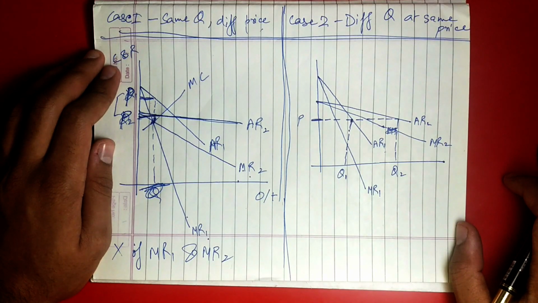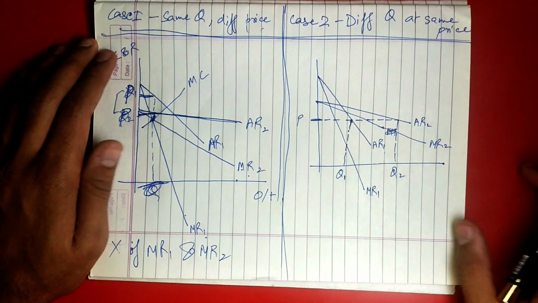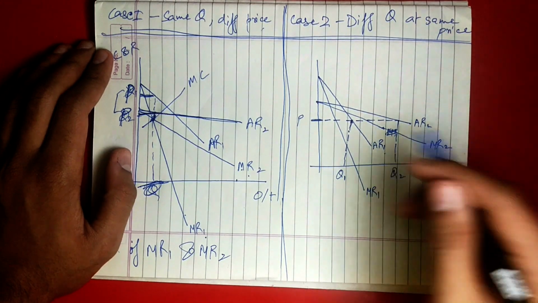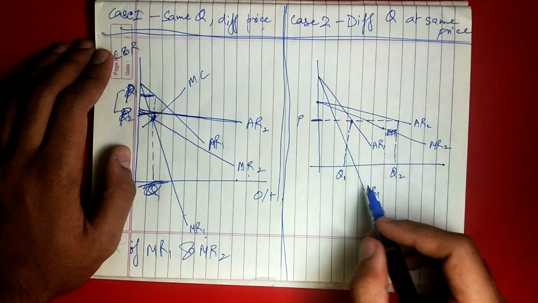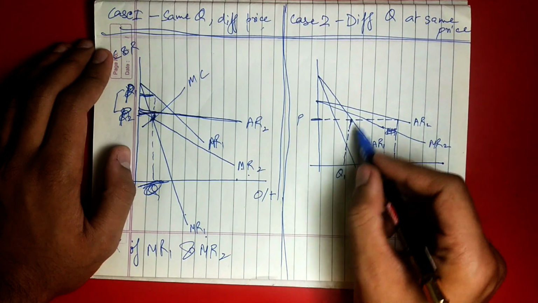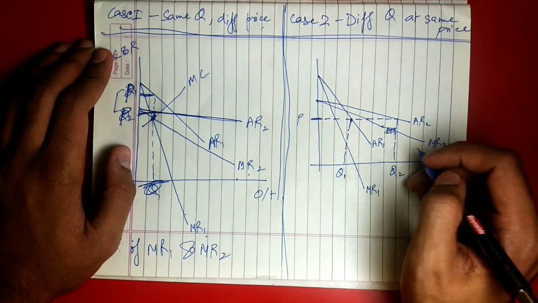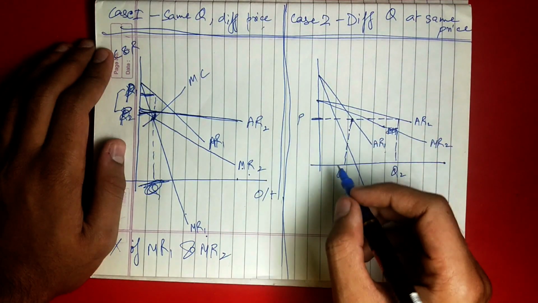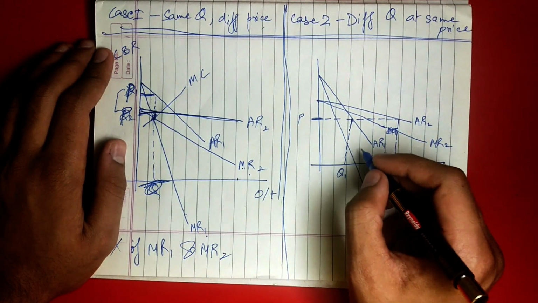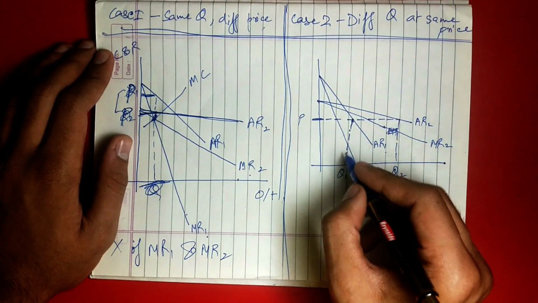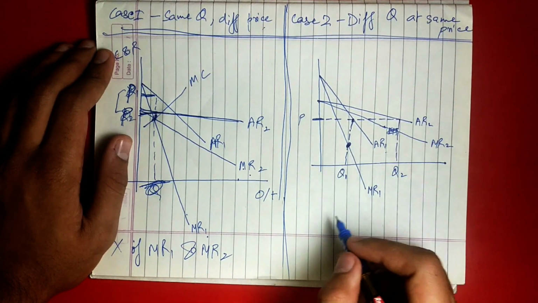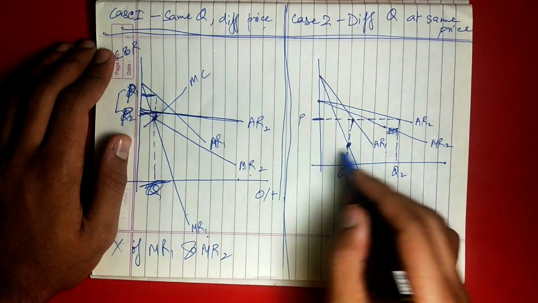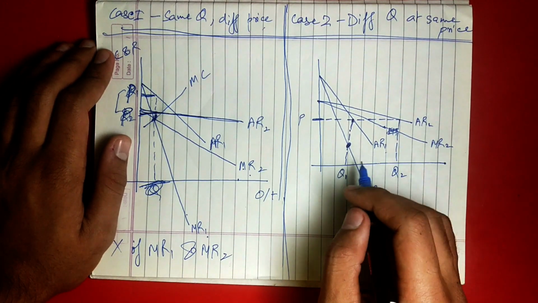Now you have to draw MC. So how will I draw MC? It's very easy. You have to see the point where this line intersects the marginal revenue curves. Because there is only one MC, because the firm is only one, you cannot draw two MC for a single firm. So one point is this, because at this condition only MC is equal to MR.